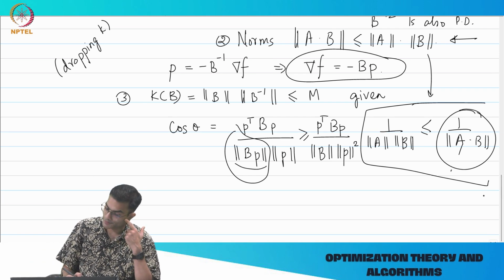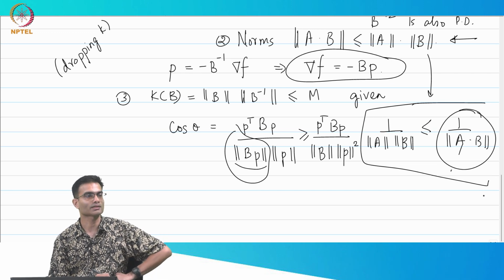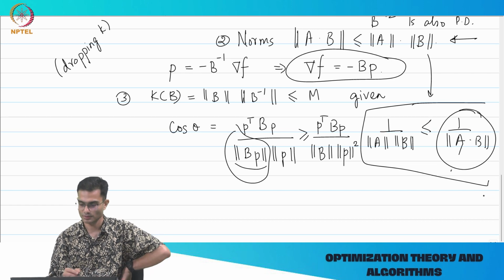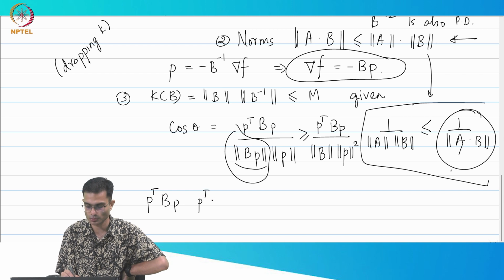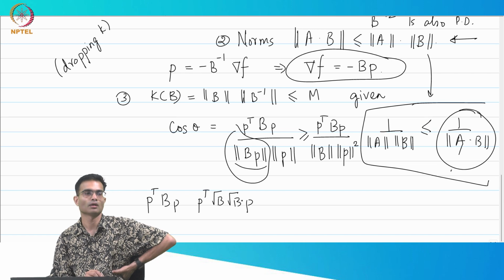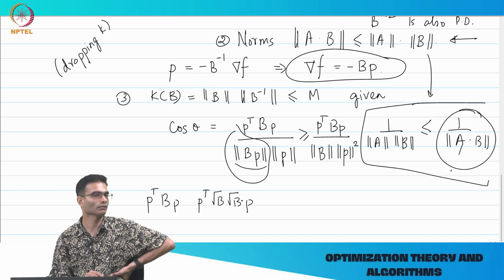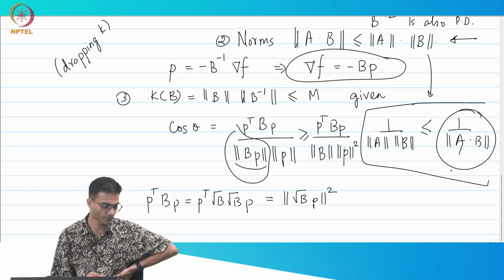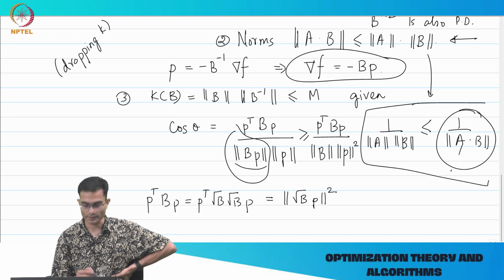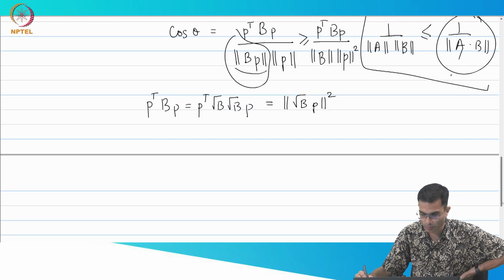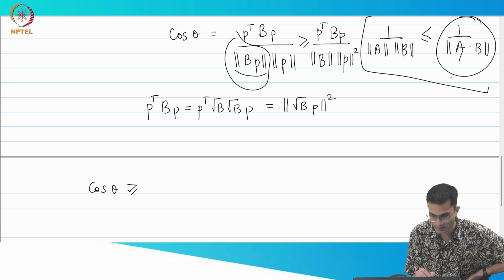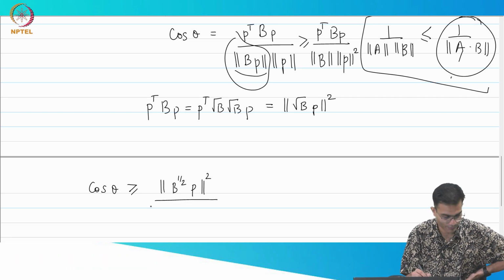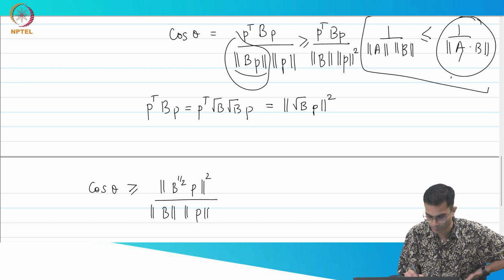Fine. Now, can we simplify this numerator in some nice way? Can I write it as the norm squared of something, for example? The hint is the square root B that I had introduced. P transpose B P, can I write it as P transpose root B root B P? I can write it like that, and root B will also be symmetric. So this can be written as norm of root B P whole squared. So I get cosine theta is greater than or equal to norm of B to the half P squared, and in the denominator I have norm of B and norm of P squared.